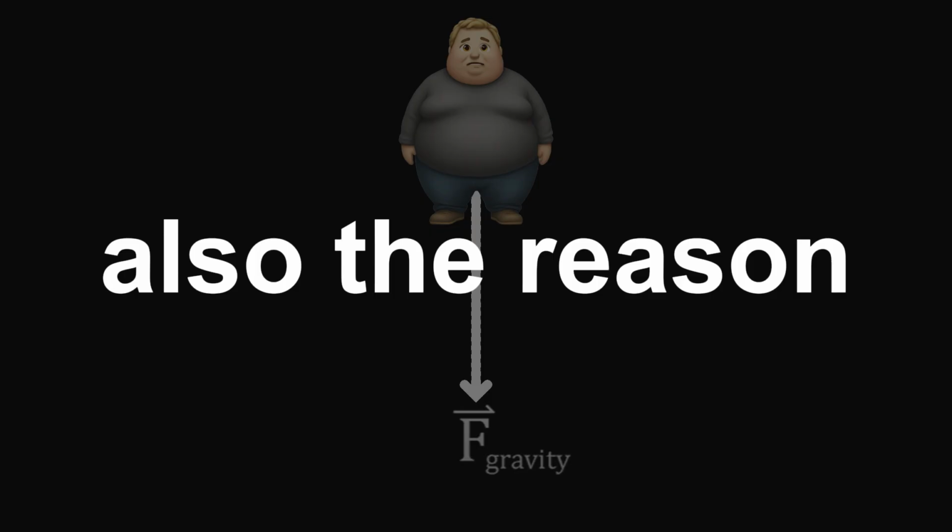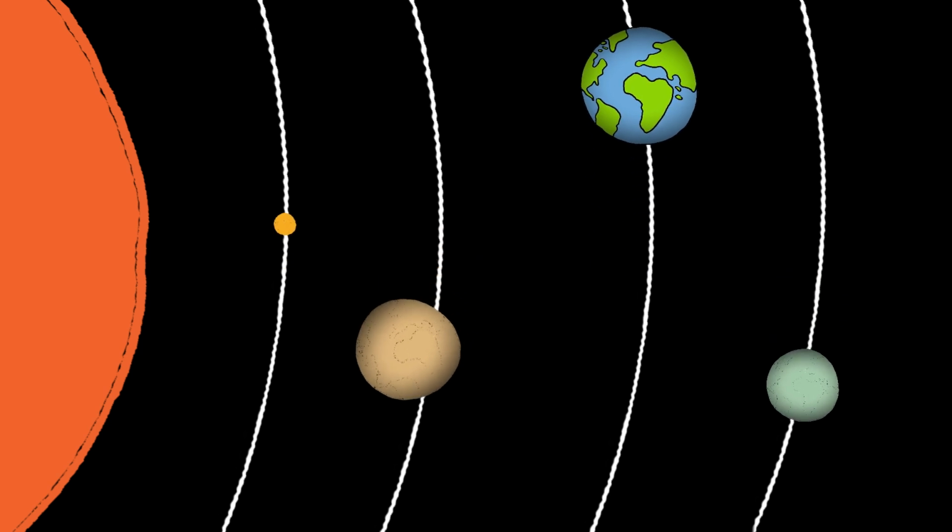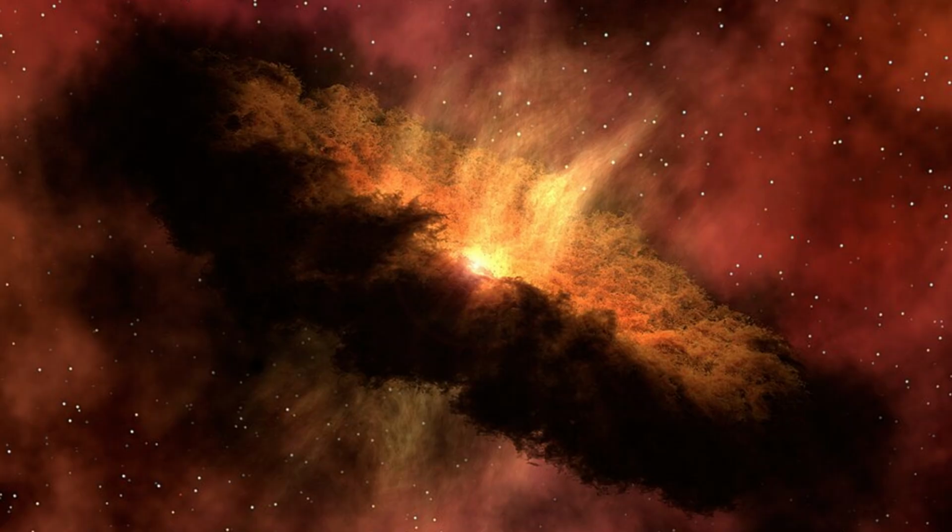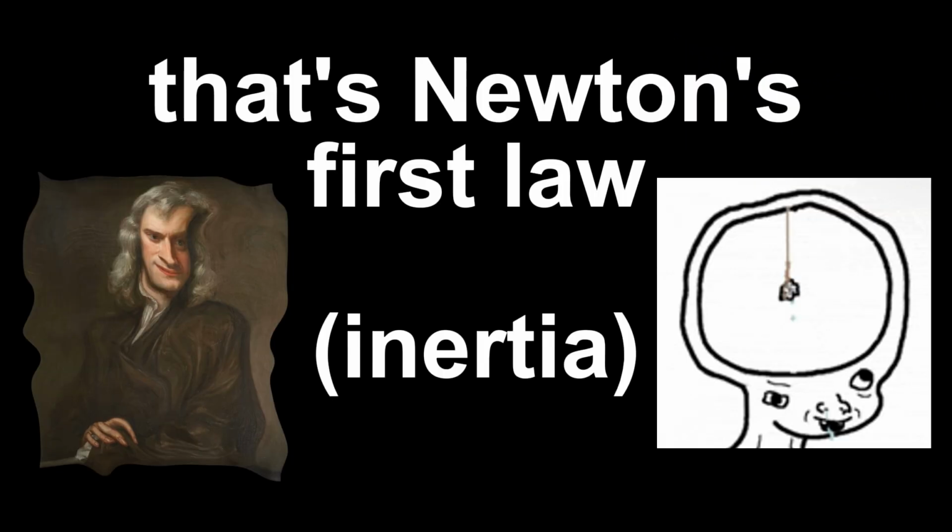Gravity is also the reason why the planets in our solar system orbit the sun. They got their initial velocity when the solar system formed out of spinning gas, and since there's nothing in space to stop them from moving, they'll keep moving. Hey, that's Newton's first law.